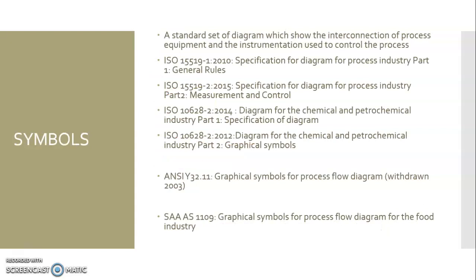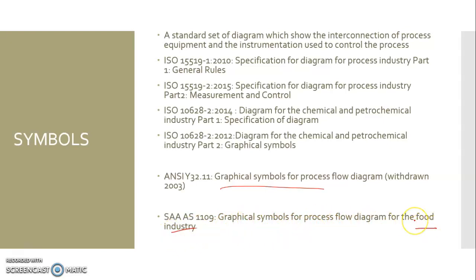Okay, so for symbols, there is a standard or set of diagrams which show the interconnection of process, equipment and the instrumentation used to control the process. So there is an international standard specification for diagrams for the process industry, and then we have graphical symbols for flow diagrams. You can refer to ANSI. Okay, and then there is a specific graphical symbol for PFD for the food industry.